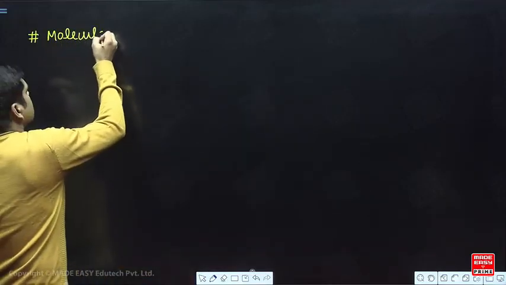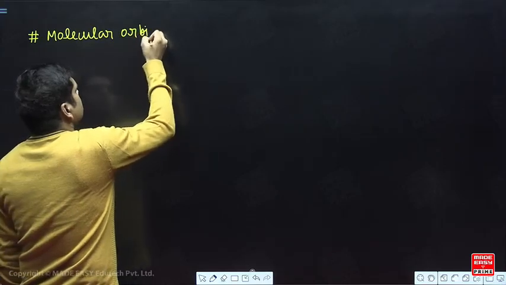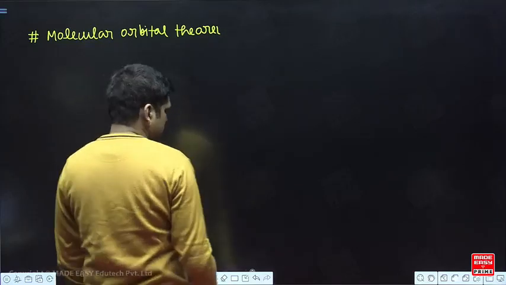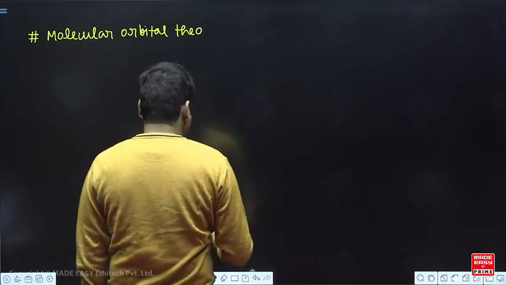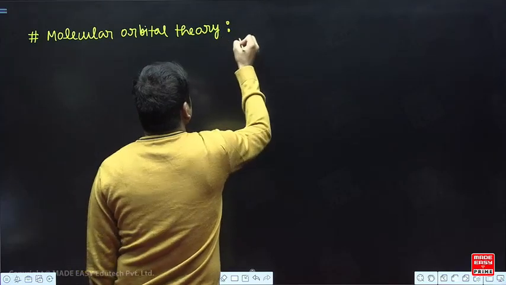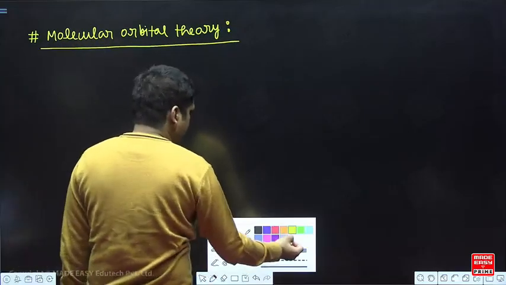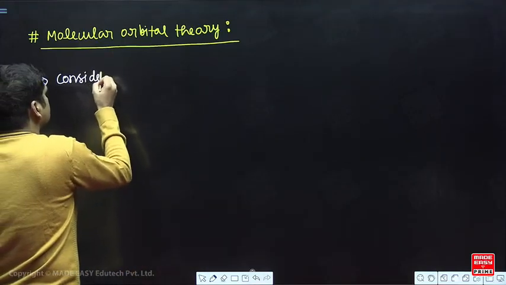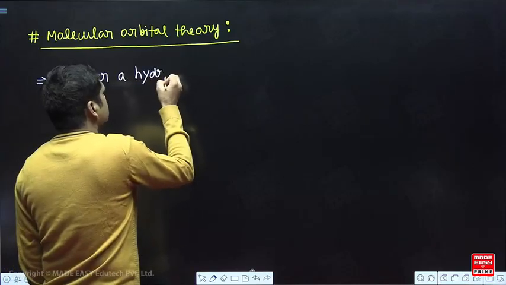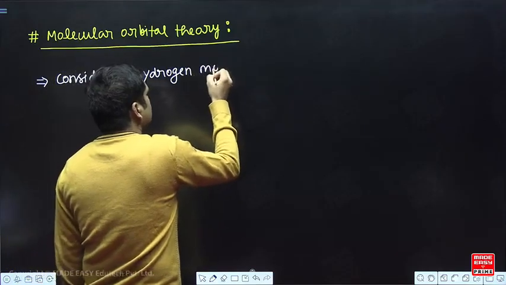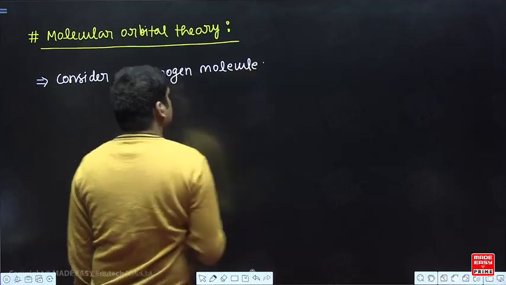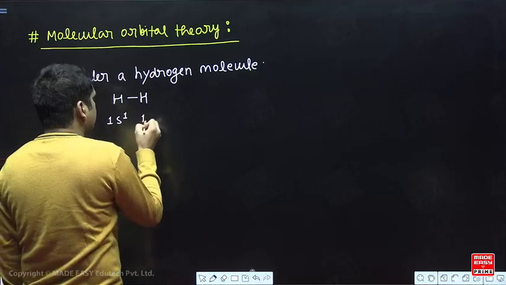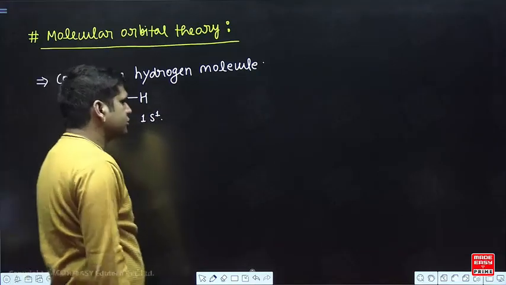Molecular orbital theory. Consider a hydrogen molecule. H, 1s1 electronic configuration.